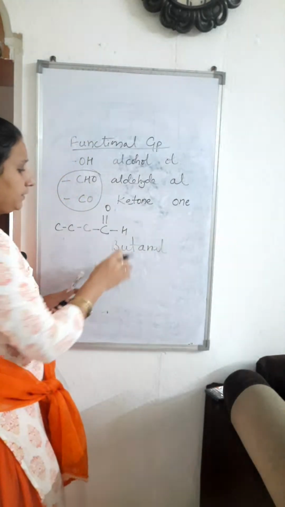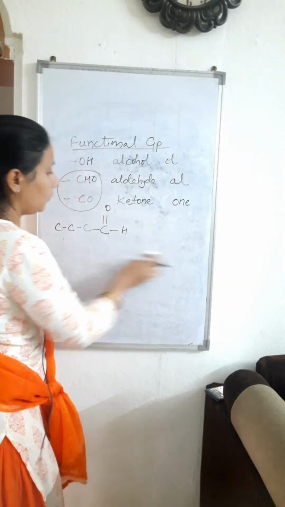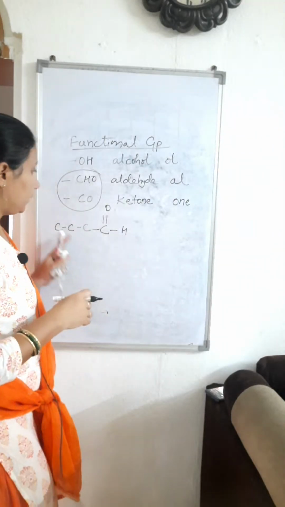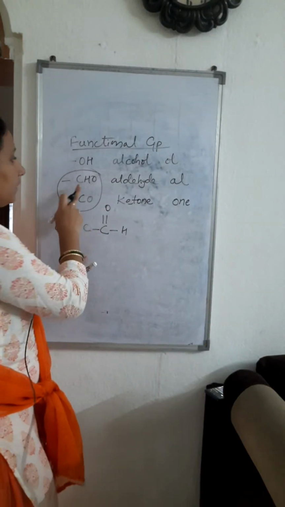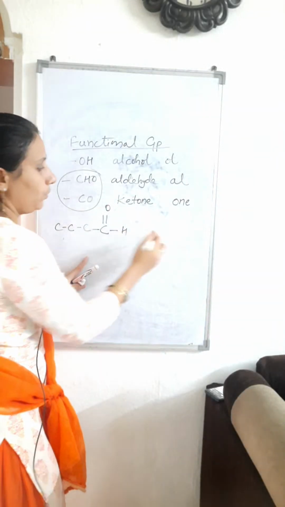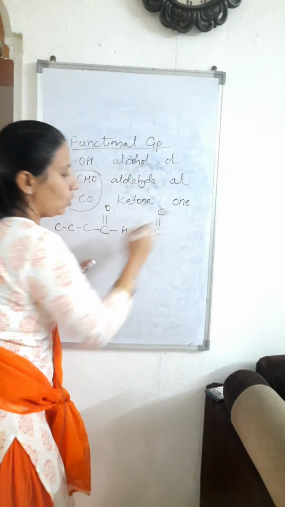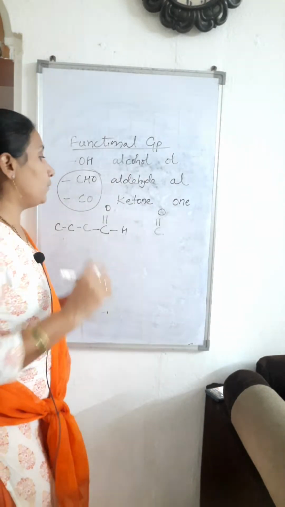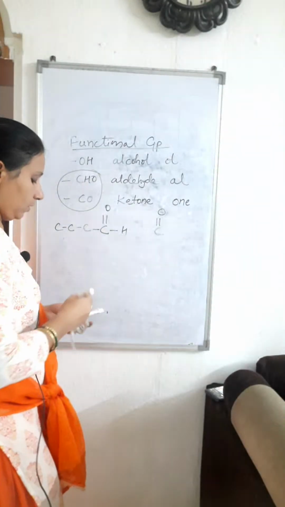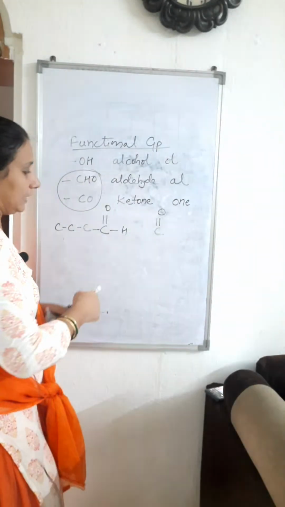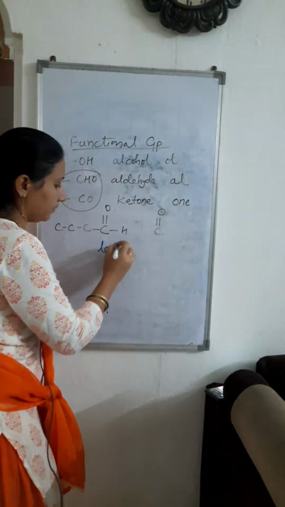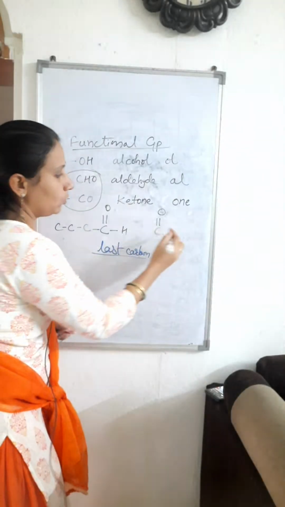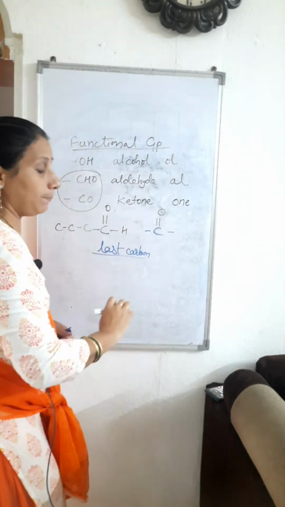Then, what is the difference between ketone and aldehyde? Students very often get confused with this. If it is aldehyde, C double bond O. For ketone also it's C double bond O only. How to differentiate between ketone and aldehyde? If it is aldehyde, this double bond OH will always get attached at the last carbon. This is the last carbon. Whereas for ketone, it will never be the last carbon, it is in between.